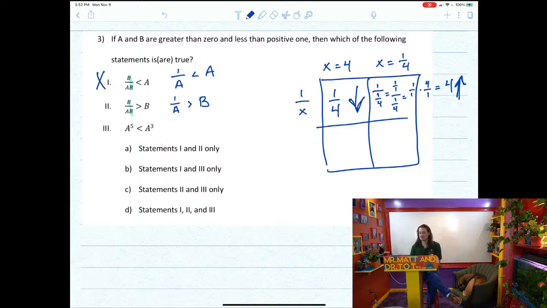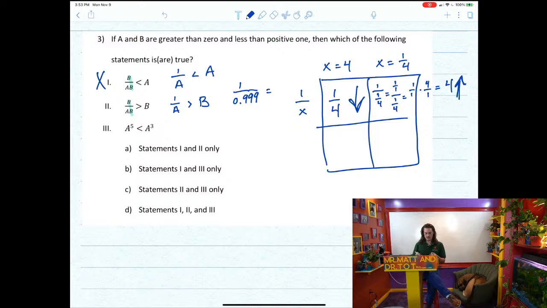Statement 2, 1 over a is greater than b. We suspect that to be true, because b has to be in between 0 and 1. So yeah, that is true, because even the highest decimal, so for example, if a was like 0.999, 1 over 0.999 is still going to be greater than 1. And that's a principle or a relationship that you should become familiar with.